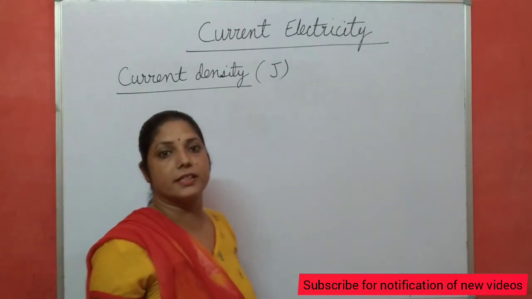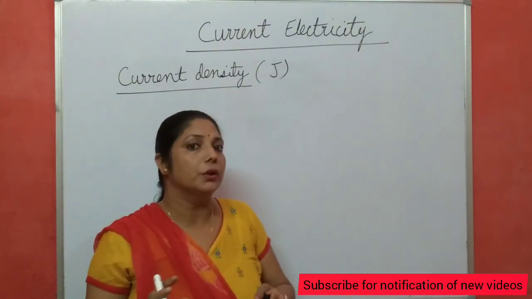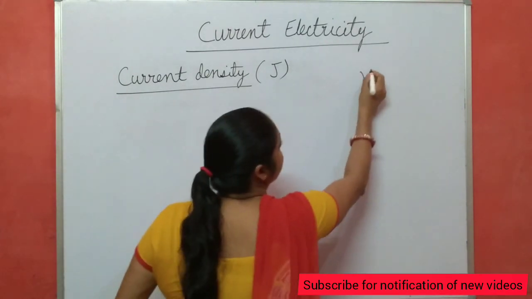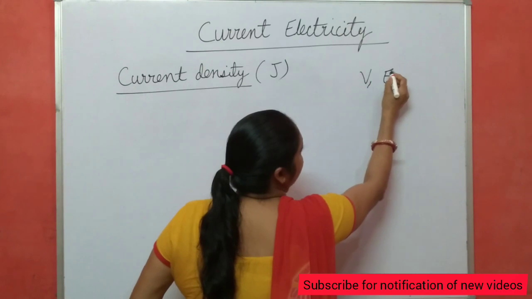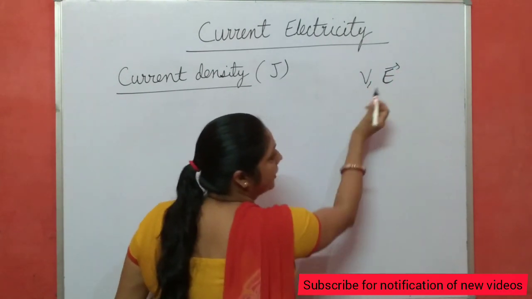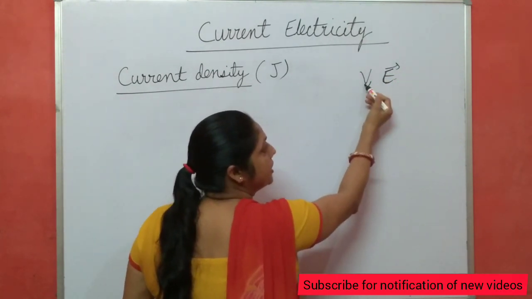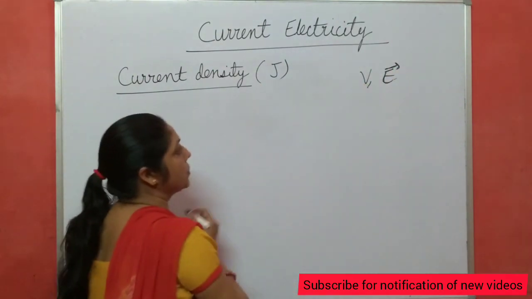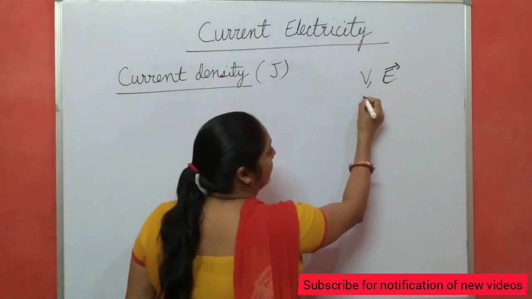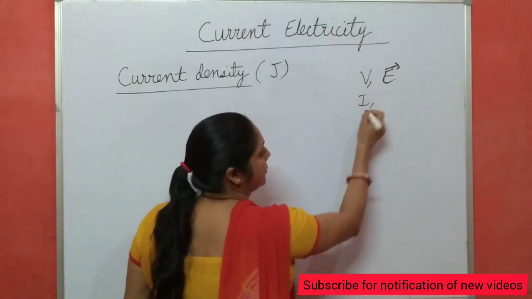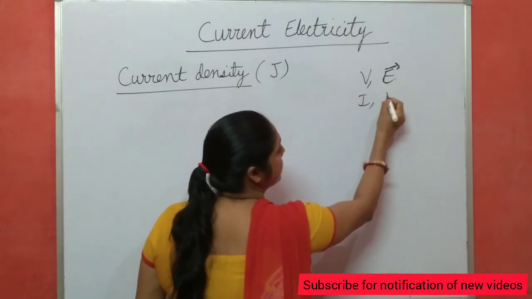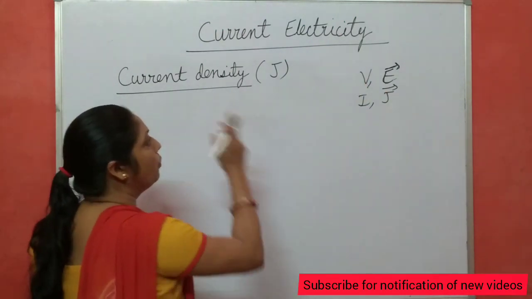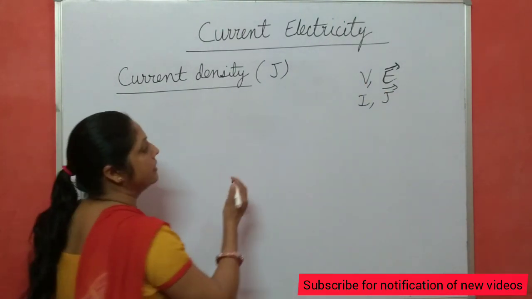Like in physics, if you want to show the direction of potential difference, in that case, we use electric field. Electric field is a vector quantity and it is equivalent to potential difference. It shows direction also. In the same way, current is a scalar quantity, and to show its direction, we use current density, which is a vector quantity. So what is current density?